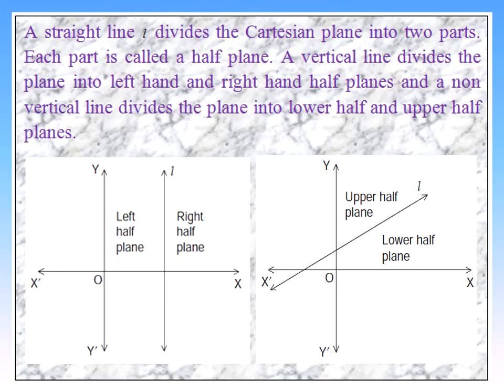Here you can check the two graphs. A straight line L divides the Cartesian plane into two parts, where each part is called a half plane. A vertical line divides the plane into left hand and right hand half planes, and a non-vertical line, in the second diagram, divides the plane into lower half and upper half planes.